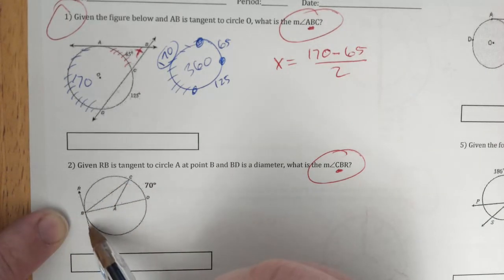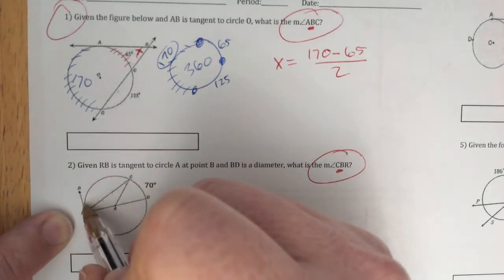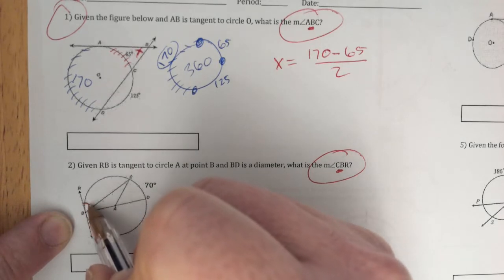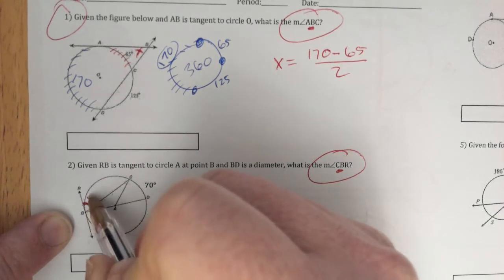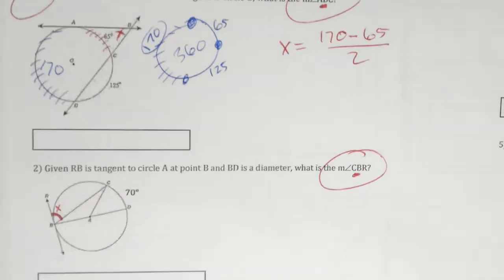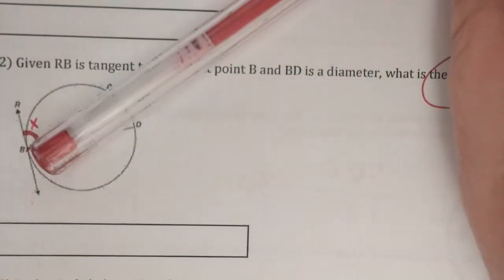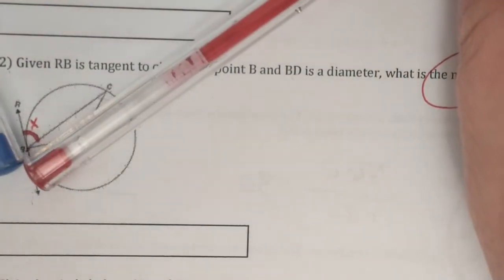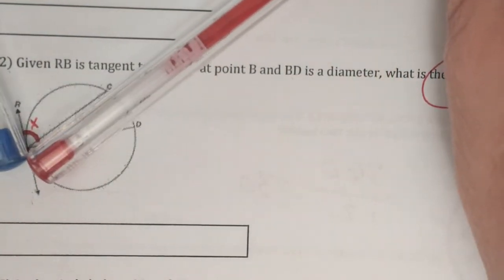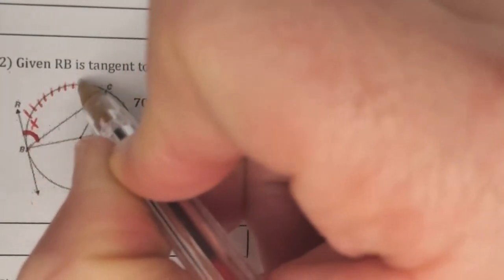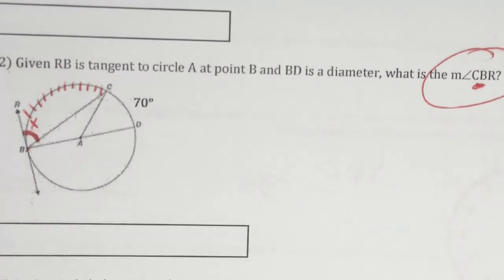It's CBR. So we're looking for this from here to here. That's our X. All right, so I'm going to zoom in. They said CBR, right? So we're looking for CBR. So we're only looking from here to here. CBR, right there. We're only looking for that. Now that projected this arc right here. So if I can find that arc, I can find that angle.